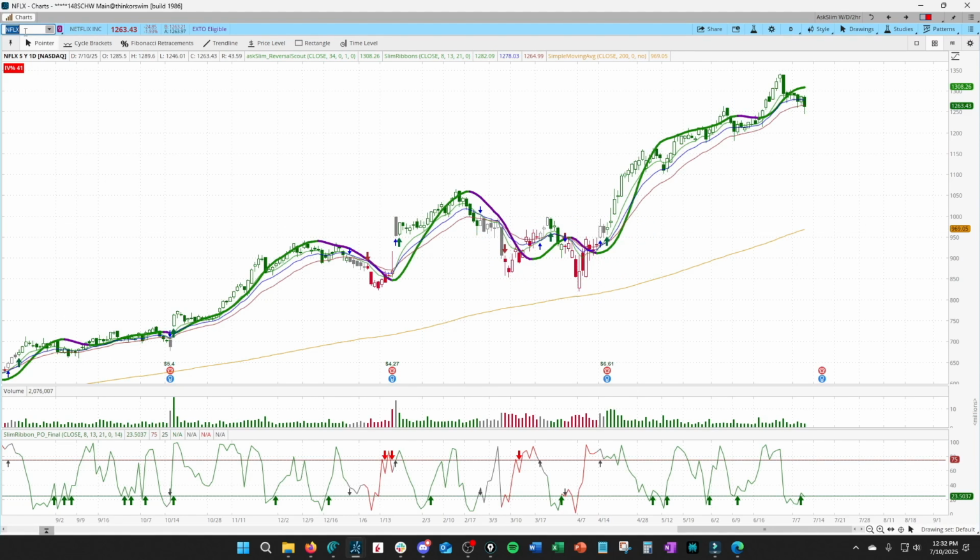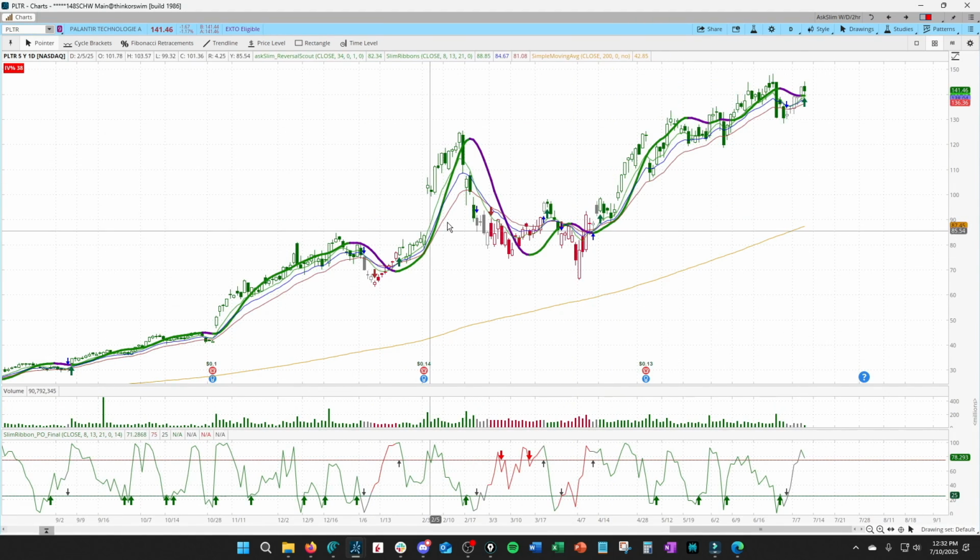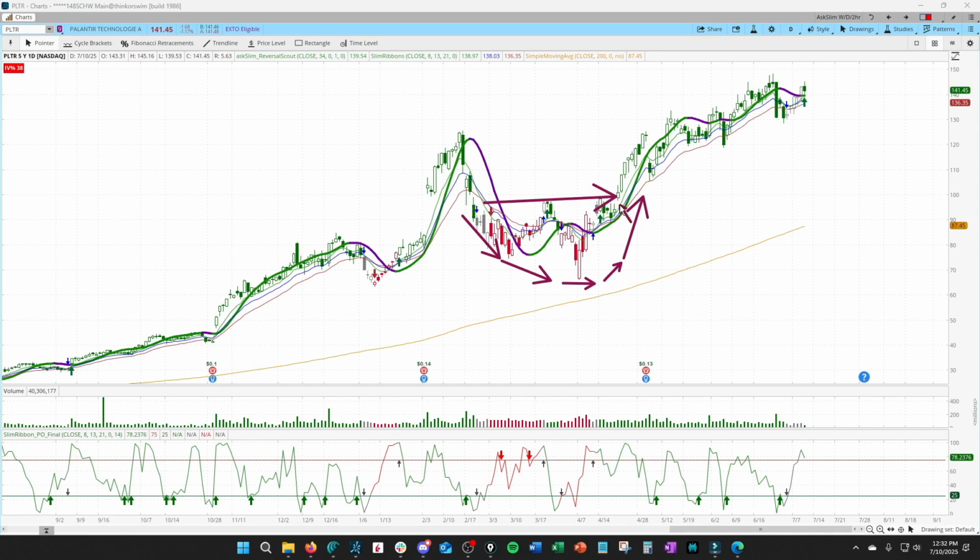Go to PLTR. I want you to see some of these leaders. Hide the drawings. This is your base. I highlighted it in blue already. You can see it. This is your base. This is your breakout. This is your reason to be involved, and you can see what it did.